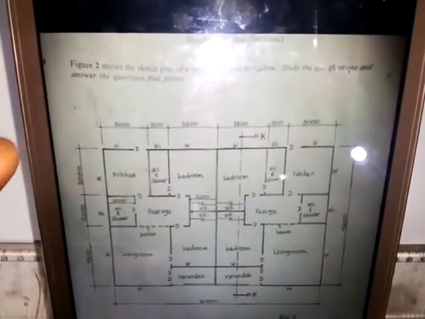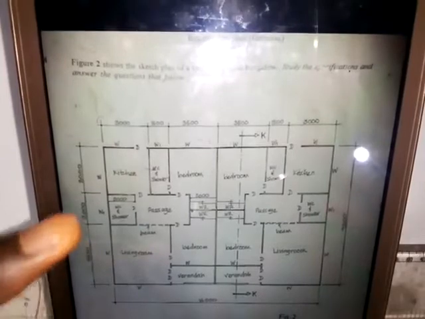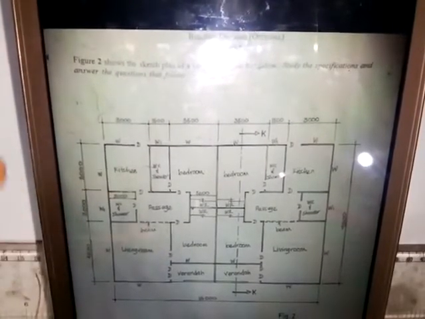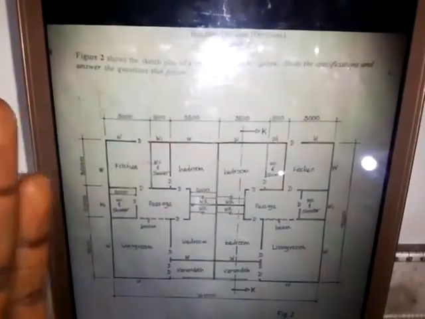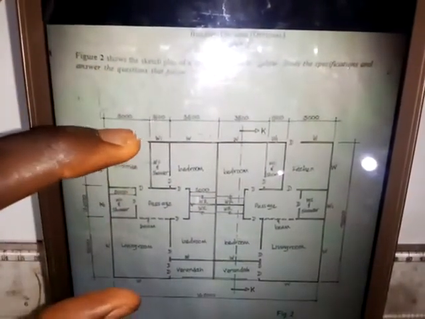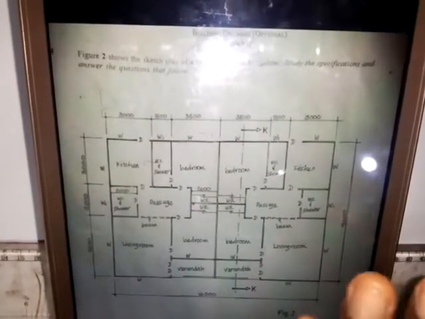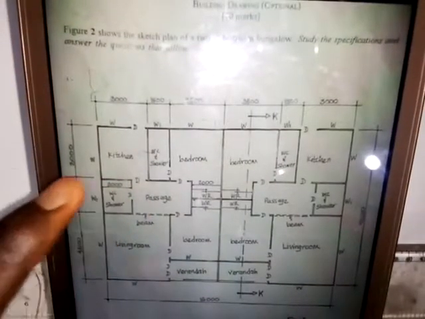So this plan that we have here, as we are told in the instruction, is a building plan of a twin two-bedroom bungalow. What do they mean by that? On the left side here, we have a two-bedroom flat, and on the right side here, we also have a two-bedroom flat on this building plan that you see here.